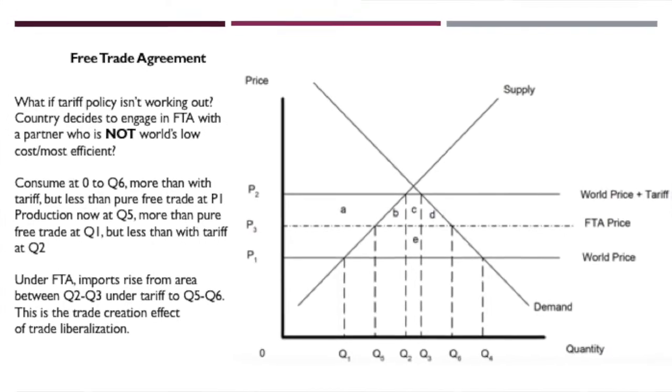And the important thing here is that this free trade partner may not be the world's most efficient producer in terms of Ricardian comparative advantage. They may be more efficient than you in some areas, right? But not the world's most efficient, okay? So that's an important distinction or caveat to think about when we look at this diagram.